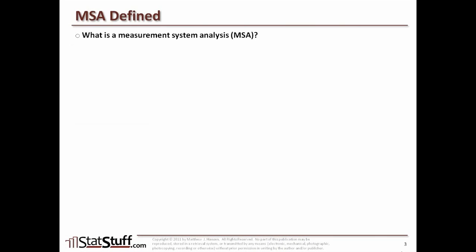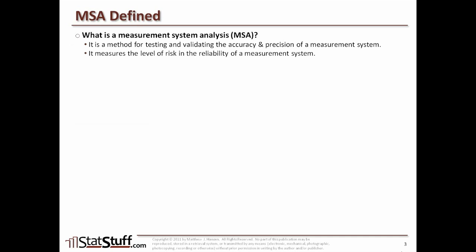A measurement system analysis, or MSA, is a method that's used for testing and validating the accuracy and precision of the measurement system. It measures the level of risk that you might have in the reliability or validation of that measurement system. It's not just a matter of doing calibration. It's more of a formal, methodical process used for analyzing that measurement system.